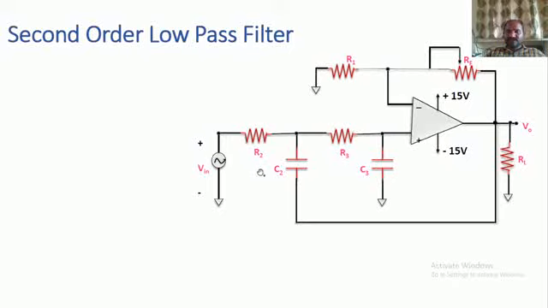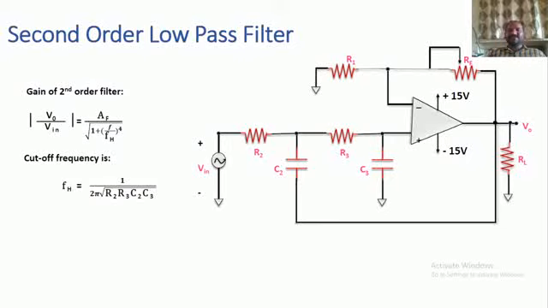Okay, now this one is the second order filter. Again, it is a second order low pass filter, that too a second order active low pass filter. If you do the simplification for this particular circuit, you will come across the final equations. This V0 by Vin is the gain of the second order filter, which equals AF by the square root of 1 plus (F by FH) to the power 4, where FH is the cutoff frequency of the low pass filter.